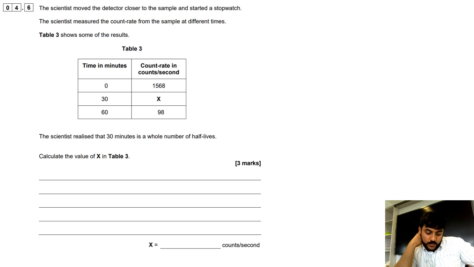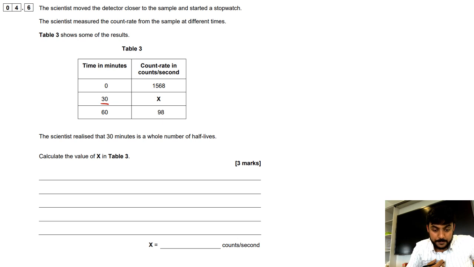The scientists moved the detector closer to the sample and started a stopwatch. The scientists measured the count rate from the sample at different times. Table 3 shows some of the results. The scientists realized that 30 minutes, at this point, it was whole number of half-lives. Calculate the value of x in the table 3.